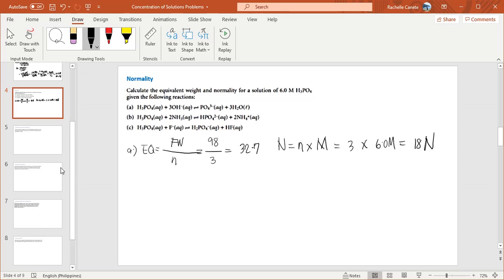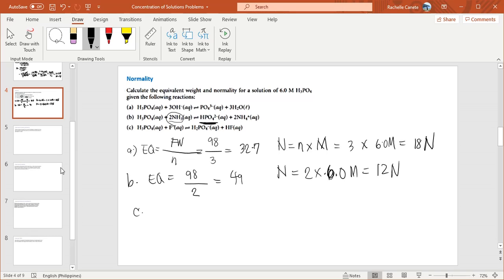Okay? So, that means for B, we have 98. And how many number of equivalents? So, it only reacted to 2 ammonia. Right? It gives you HPO4 2 minus. Okay? So, that gives you 2 number of equivalents. And so, it's 49. And so, the normality is then equal to 2 times 6.0 molar, which is equal to 12 normal.